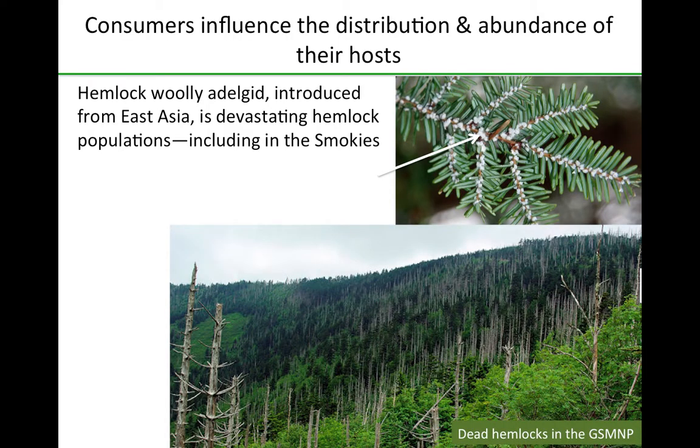And so to start talking about the effects of consumers on distribution and abundance of their hosts or prey, remember that on Thursday we talked about the fact that mutualists have positive effects on the distribution and abundance of the interacting species, and what we'll see with consumers is that they always have negative effects. So an example of this is the hemlock woolly adelgid, which is not native to the United States. It has been introduced from East Asia, but since its introduction, it has really devastated the eastern hemlocks, which are native to the entire East Coast.